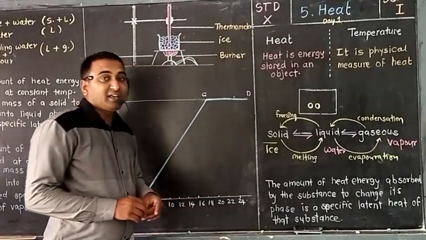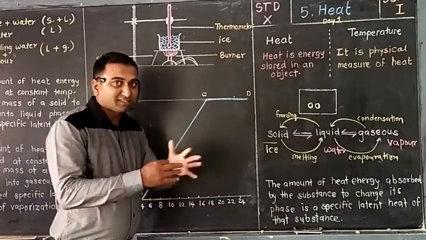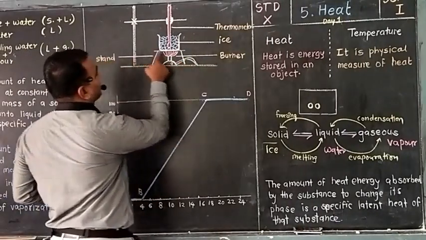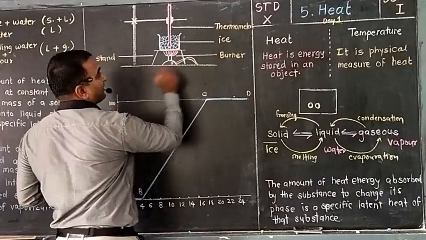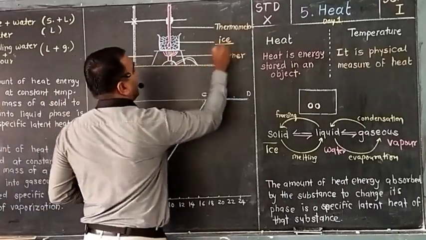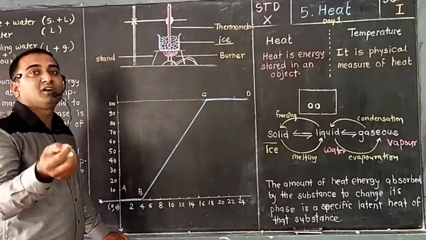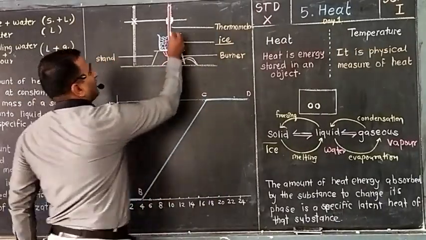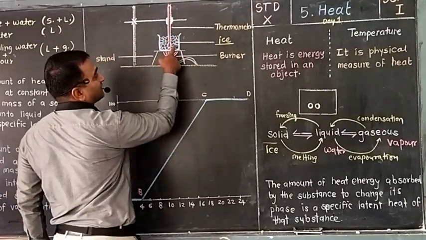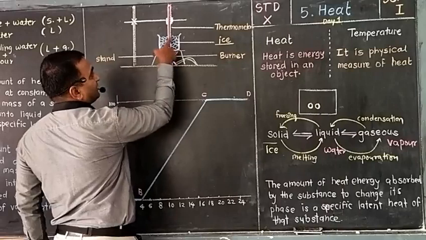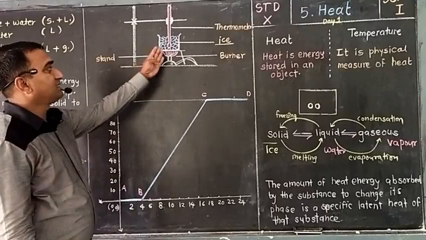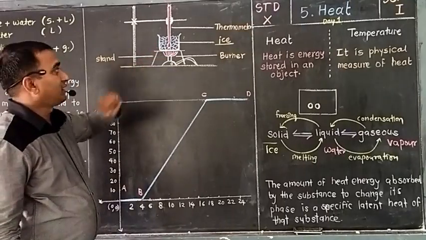Suppose this is the activity we are going to demonstrate, or discuss, now. What is here? This is the base on which we have kept what? Stand. Below the stand we have the burner. On the stand we have one vessel. Within the vessel there are ice pieces, that is ice cubes. Then one thermometer has been introduced within it to measure the temperature of this material. Now temperature is at 0 degrees Celsius. Why 0 degrees Celsius? Because it is the melting and freezing point of water.